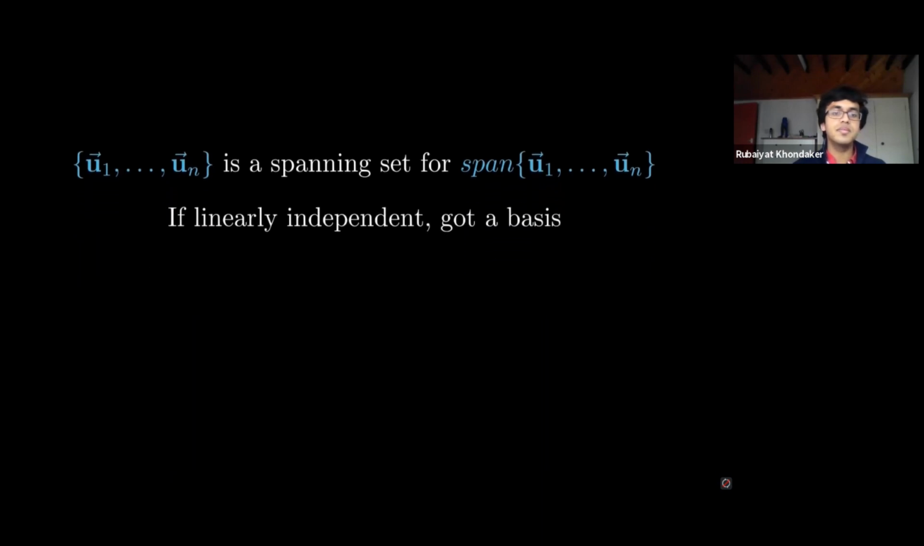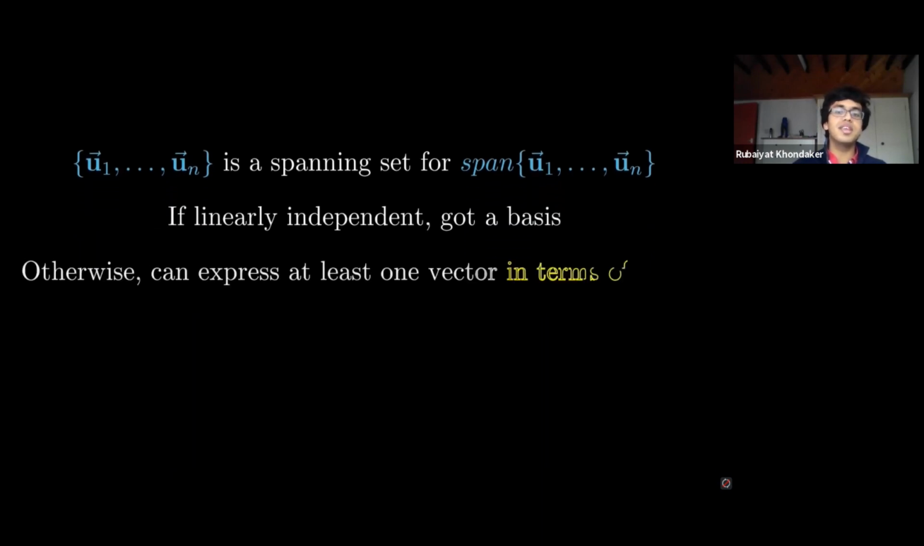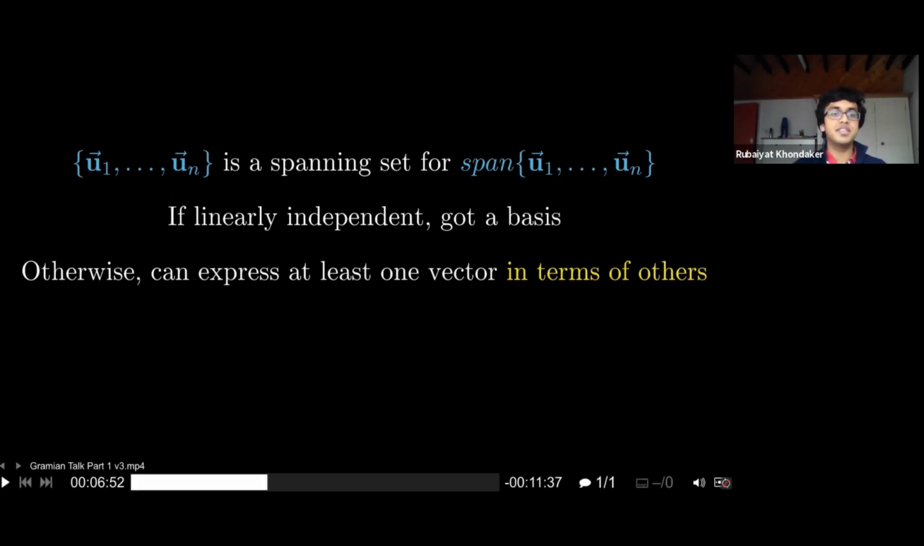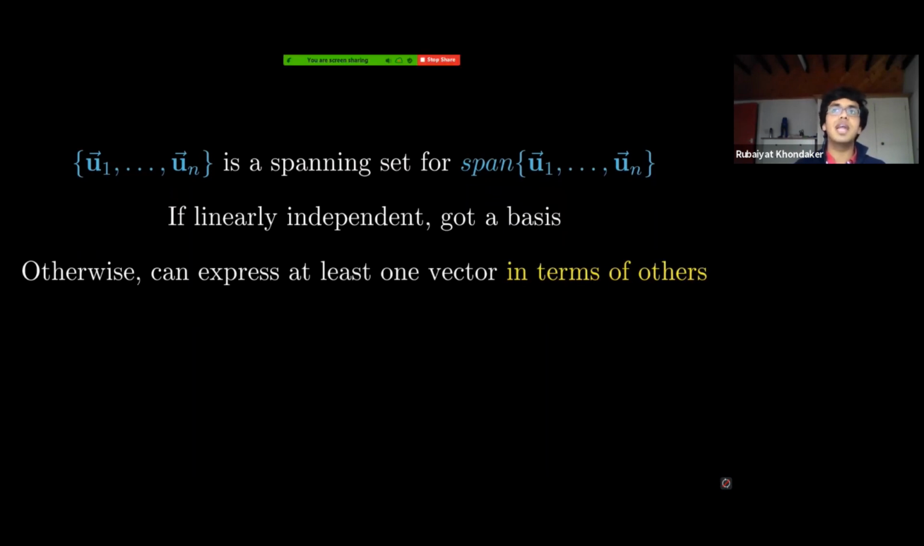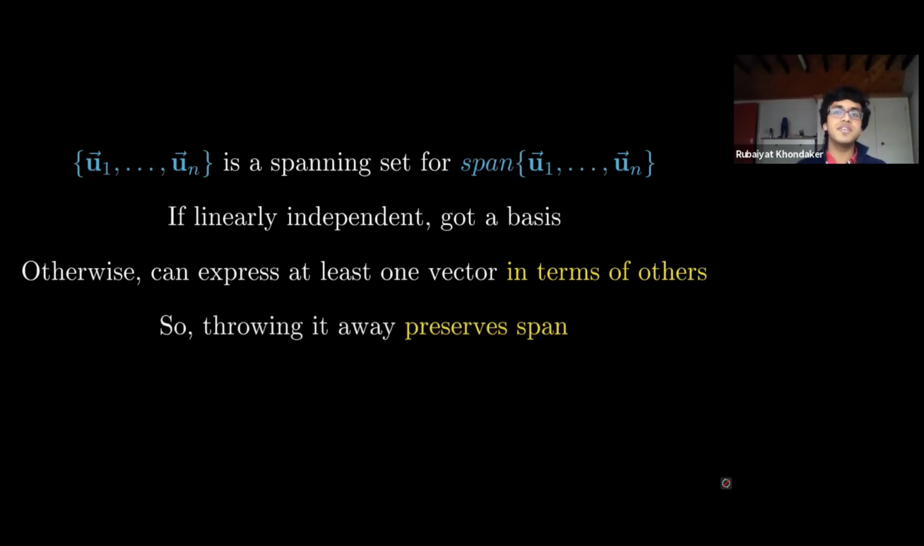If it's not linearly independent, you can express one of these vectors in terms of the others, like how you could have expressed w as, I think it was, 2u plus v. So you can throw that vector away while still preserving the span, because you could just substitute the linear combination, like how you could substitute w equals 2u plus v into the z equation. You can substitute it in general. So you just keep throwing vectors away until you find a basis. Okay, cool.